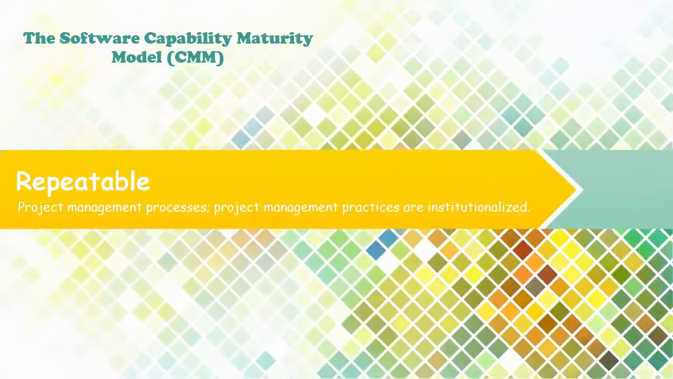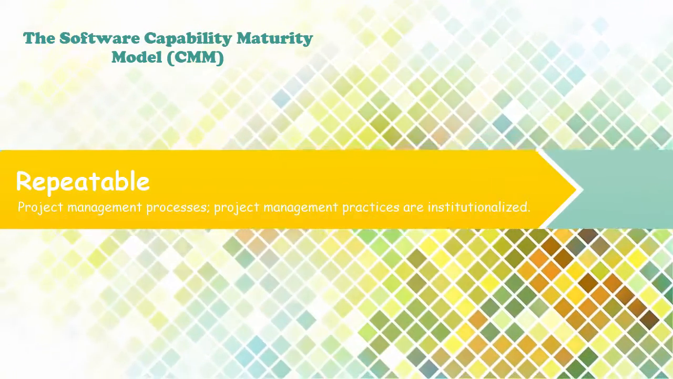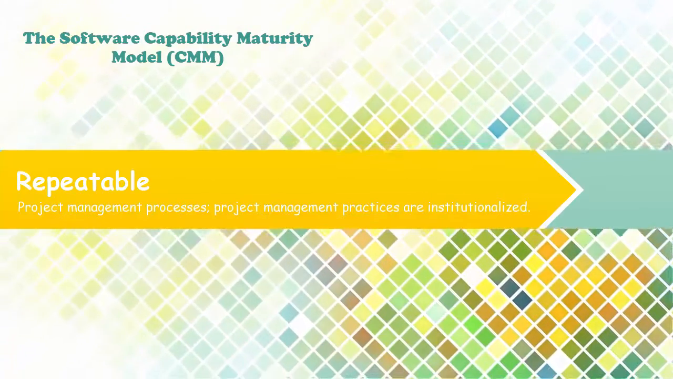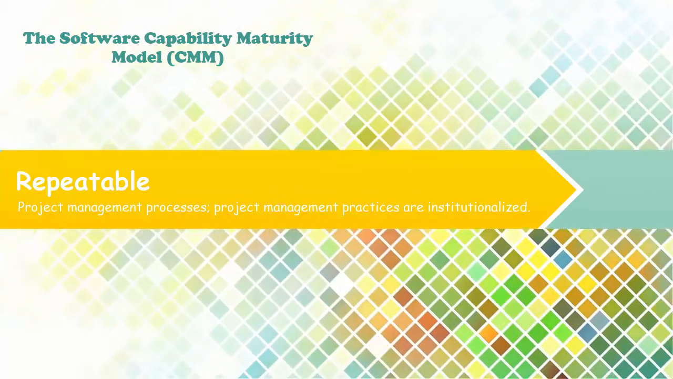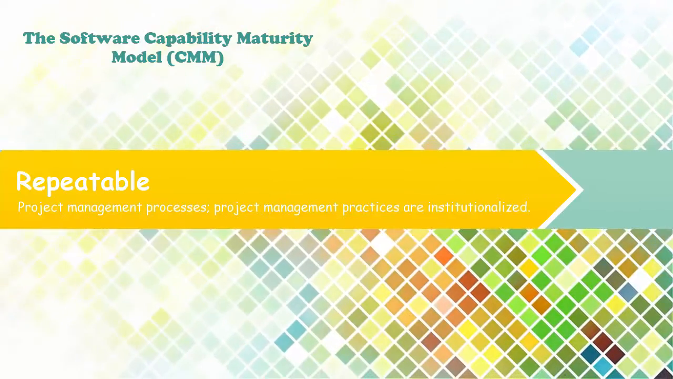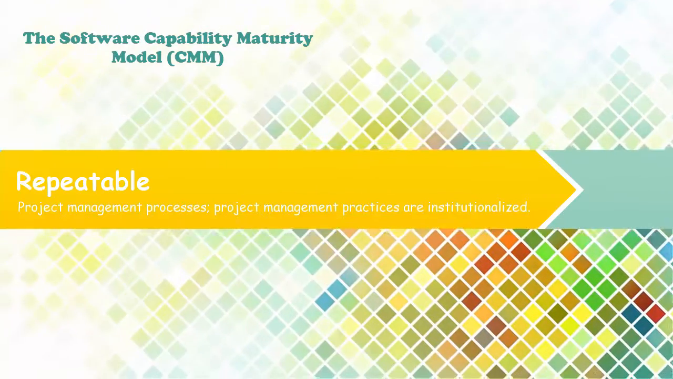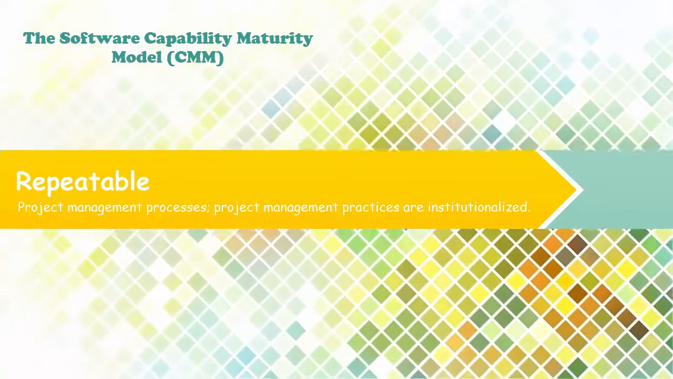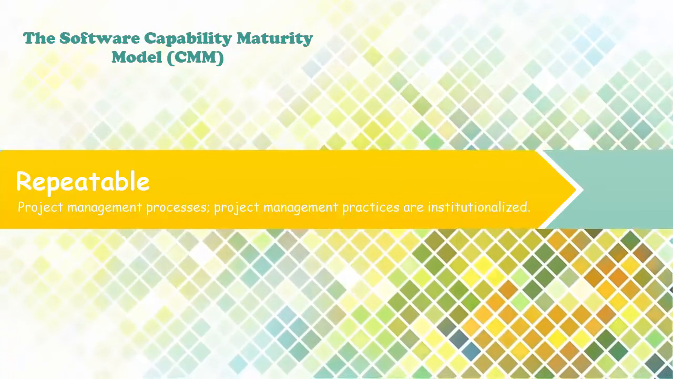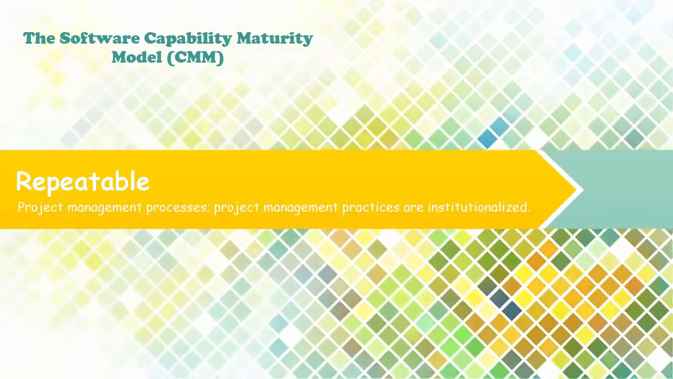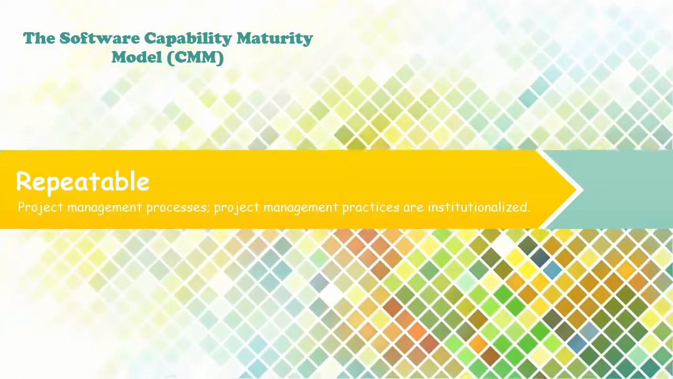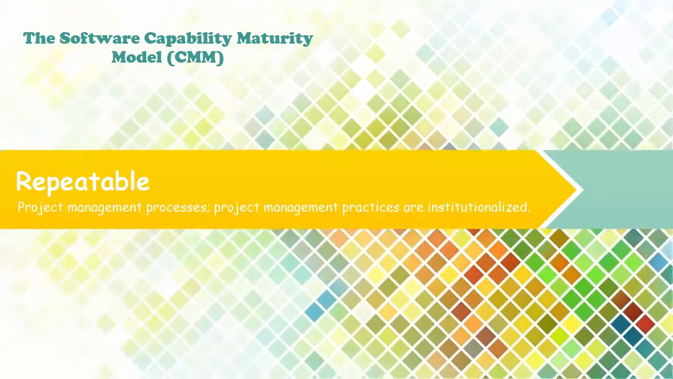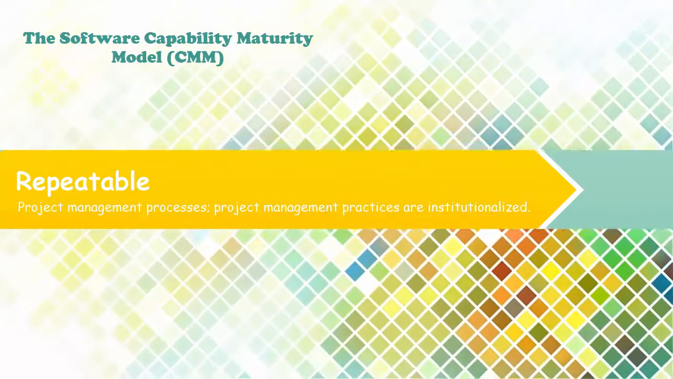Next, we have the repeatable level. This is basically requirement management. Estimate project parameters such as cost, schedule, and functionality. Measure actual progress, develop plans and processes. Software projects and standards are defined, identify and control products, problems, reports, changes, etc. Process may differ between projects.